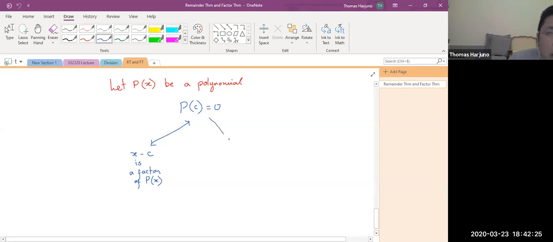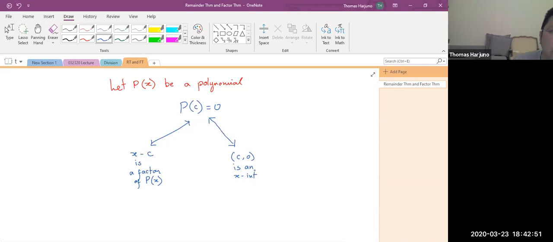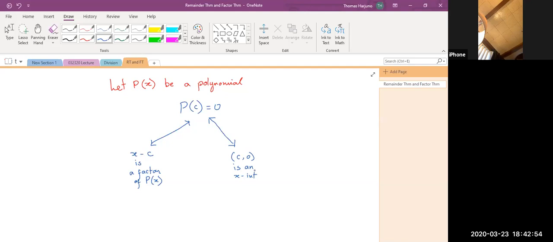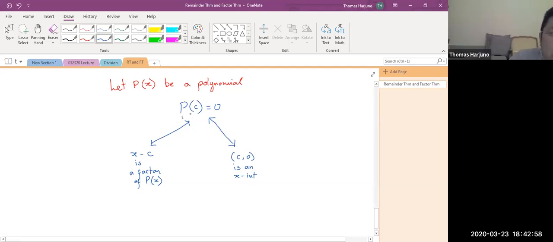At the same time, we also know that if P(c) equals zero, which means c is a zero, then (c, 0) is an x-intercept. So if c is a zero, that's basically the definition of the zeros. If c is a zero of P(x), it means x minus c is a factor, and at the same time, c is an x-intercept. Of course, the assumption is c is a real number, okay?